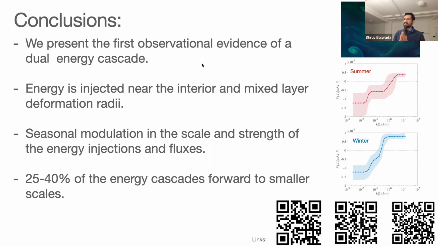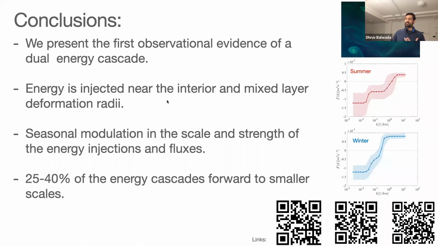Of course, like any other observations, there will be caveats associated with this. Biases in the observations. Are these drifters uniformly sampling the flow? Are they sampling convergence zones, which might have stronger forward cascades more or less? There are questions that remain about that.